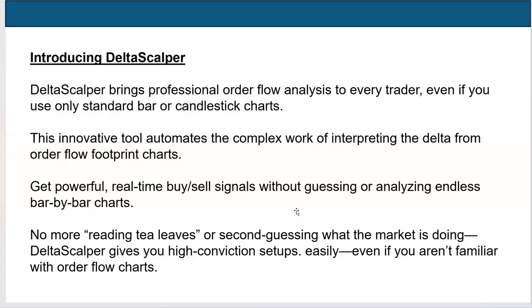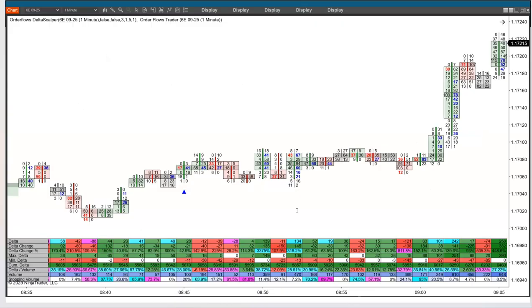So the Delta Scalper brings professional order flow analysis to every trader, even if you use only standard bar or candlestick charts. This innovative tool automates the complex work of interpreting the delta from order flow footprint charts. So you can get powerful real-time buy and sell signals without guessing or analyzing endless bar-by-bar charts. No more reading the tea leaves, so to speak, or second-guessing what the market is doing, because Delta Scalper gives you high-conviction setups easily, even if you aren't familiar with order flow charts.